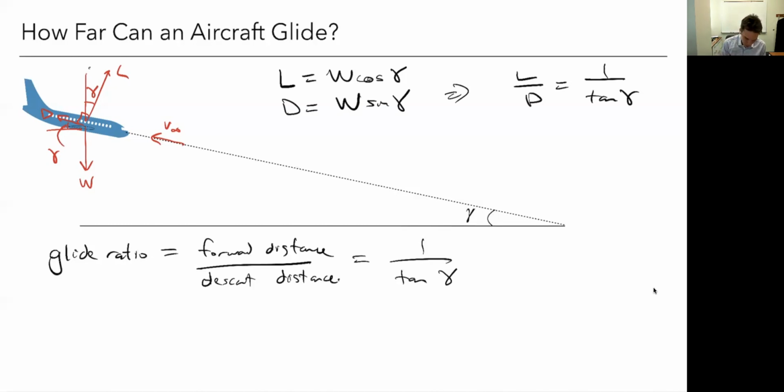Right, so if I could have written, I could have drawn the drag up here. I could have moved it up here, right? And I had this angle here. So the tangent of gamma is just going to be, well, d over L, right? The tangent of gamma is going to be this distance d divided by this distance L.